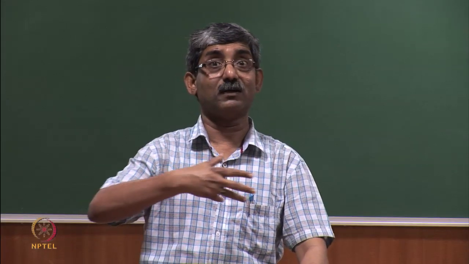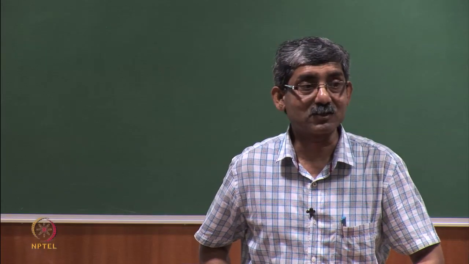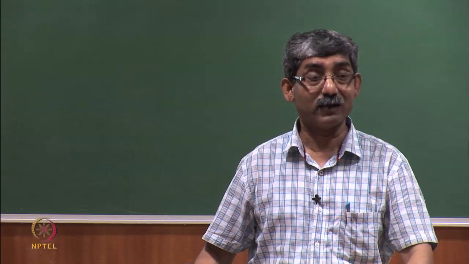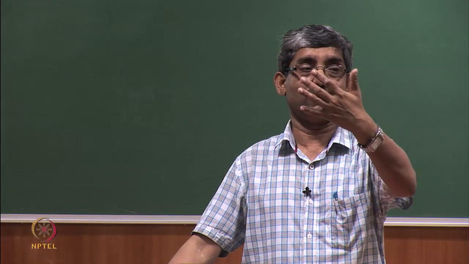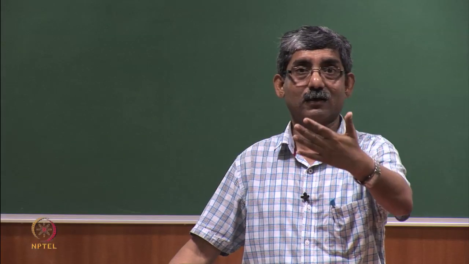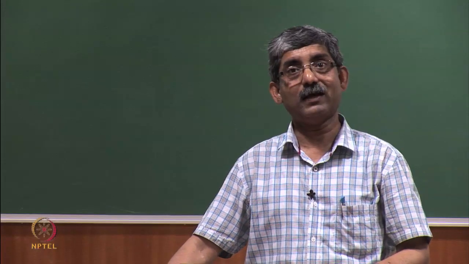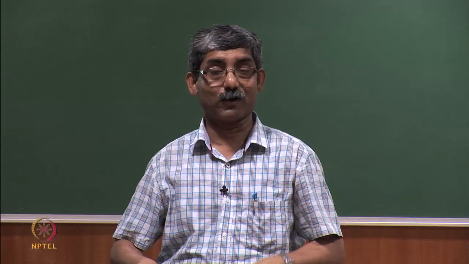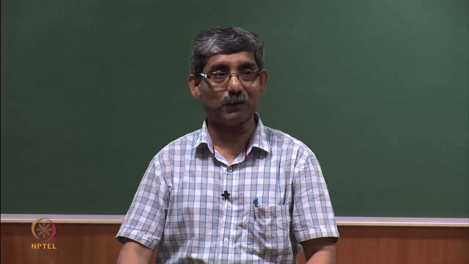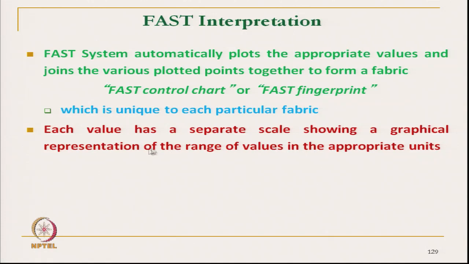data it plots a curve which is known as the FAST control chart or FAST fingerprint, and this is the chart for a particular fabric. For a fabric, it gives a separate chart, and from this chart one can immediately get the idea about the fabric, what will be its performance during application. So, which is unique to each particular fabric. For a particular fabric, it is unique.